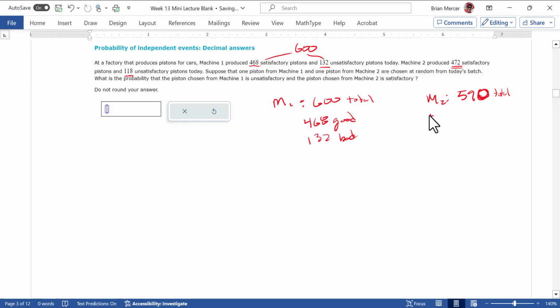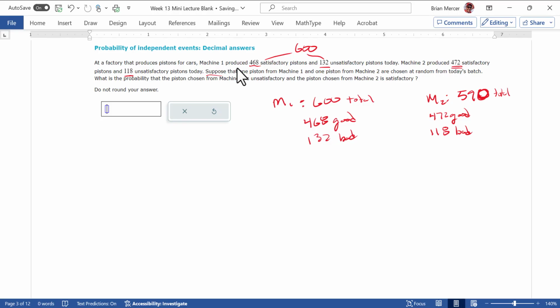And what did that say? 472 of them were good, and 118 of them were bad. So just reading the problem carefully, making some notes about what it says. Okay, starting right there. Suppose that one piston from machine 1 and one piston from machine 2 are chosen at random from today's batch. What is the probability that the piston chosen from machine 1 is unsatisfactory and the piston chosen from machine 2 was satisfactory?